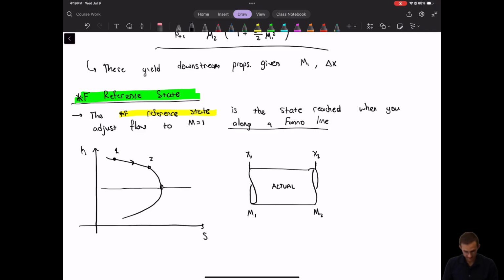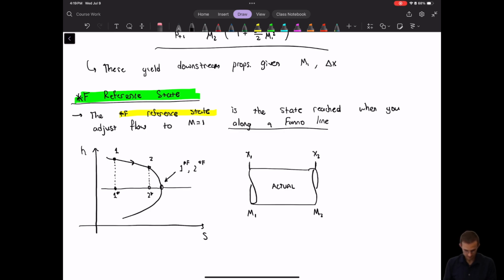Okay. And then the sonic reference state would be if we dropped ourselves straight down onto this line. So this would be 2 star, okay? And then this is 1 star. Okay, so those are the sonic reference states for those two thermodynamic states represented by the locations x1 and x2. And then the limiting point itself is the 1 star F reference state. So this is both 1 star F and 2 star F.